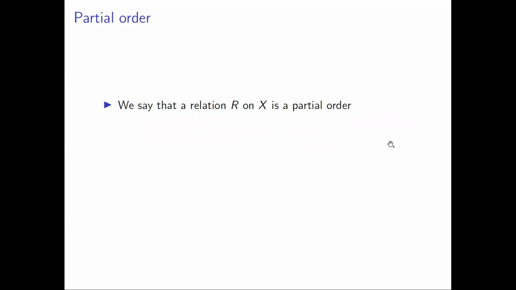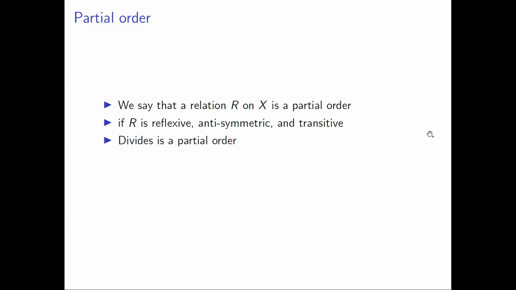Another special type of relation is a partial order. And we say that a relation is a partial order if the relation is reflexive, anti-symmetric, and transitive. So notice the difference between the equivalence relation and the partial order is the symmetry versus the anti-symmetry. The relation divides is a partial order. Divides we saw is reflexive because every positive integer divides itself. It's also going to be transitive because we saw if a divides b and b divides c, then a divides c. And the anti-symmetry we discussed as well. If a divides b and b divides a, then a equals b.